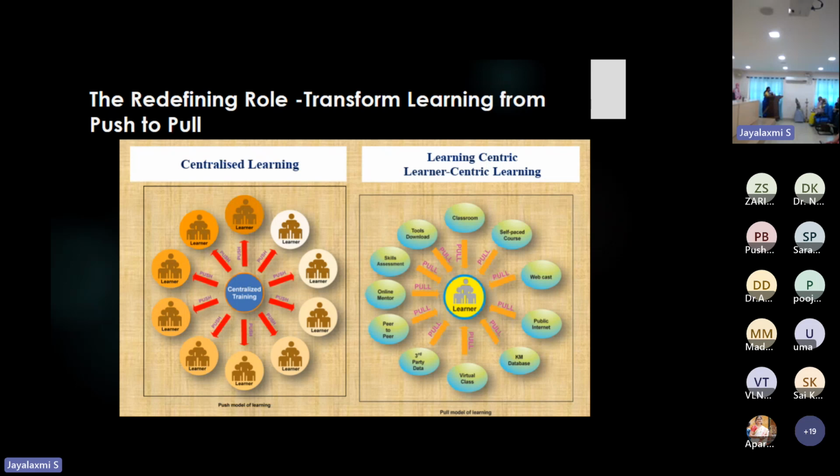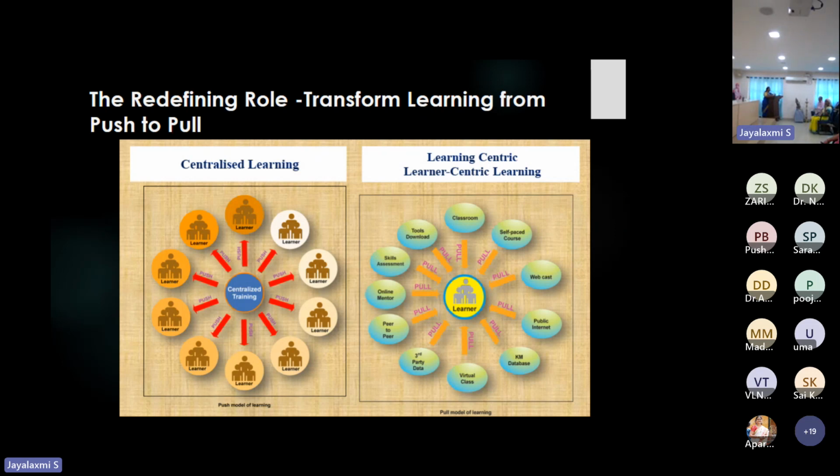The redefining role: transform learning from push to pull. While talking about e-content development, initially I told you about the generations and how our thinking has to change, how our perception towards that circumstance has to change, and how the presentation also has to change. This was the important thing. And when you see this, now it is time to redefine everything. Redefining is not redefining Newton's laws and all, but the way we teach.